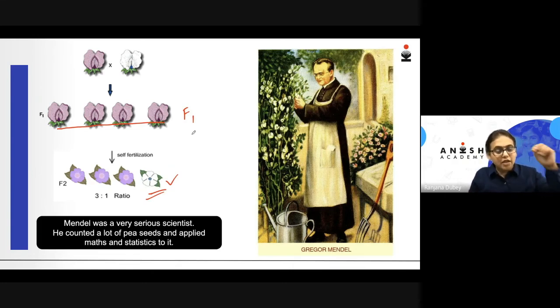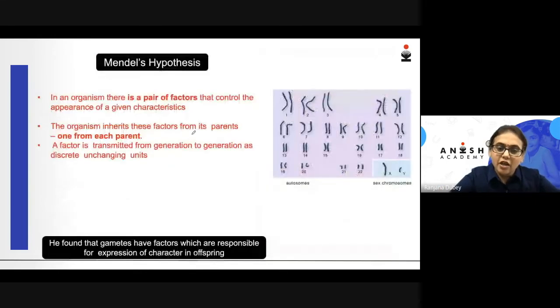So Mendel counted everything that he used to obtain in his F1 generation and the F2 generation, the colors and the observations of the traits that he is studying in the monohybrid crosses, and he then applied his knowledge of mathematics and statistics to them. Then he came up with, as I have already stated, a hypothesis. Now, let us go into that hypothesis.